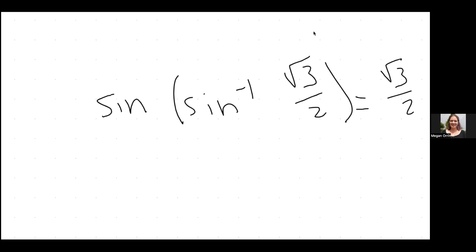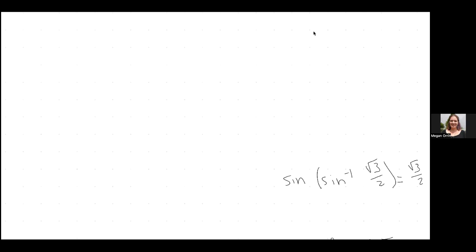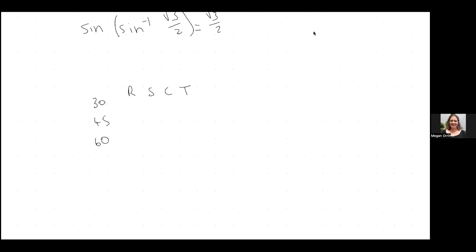Now, you very much need that little table I made you draw the other day. Remember where we had 30, 45, and 60, and then radians, sine, cos, and tan. Let's see if I can zoom out and find that. Remember I made you make a table like this? So get that back out because you're going to want to read it today.